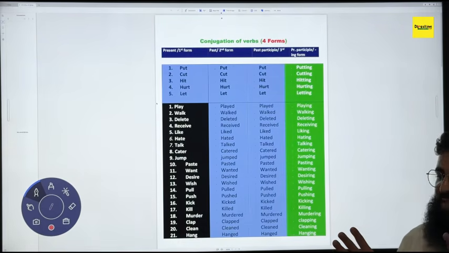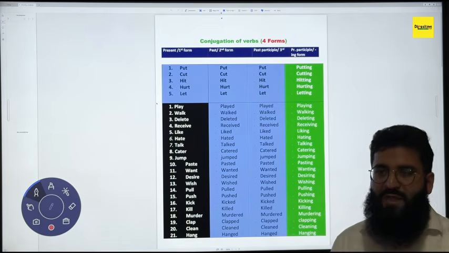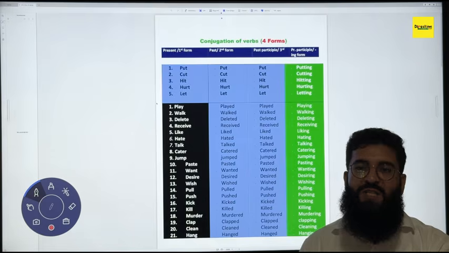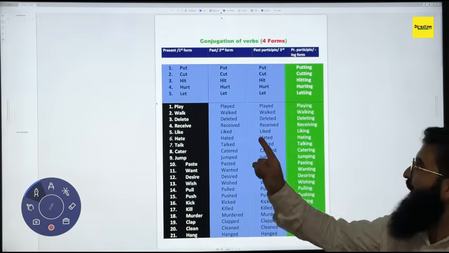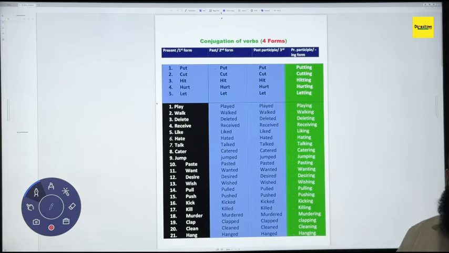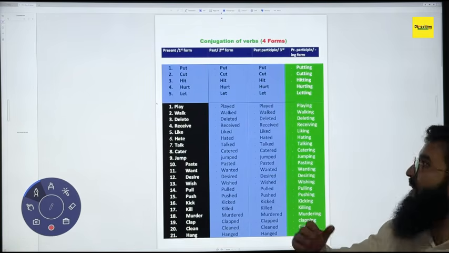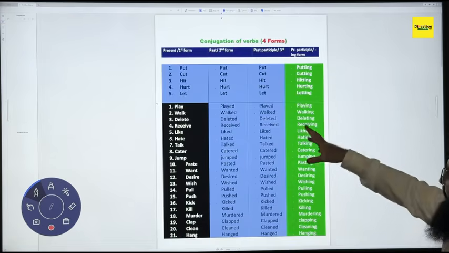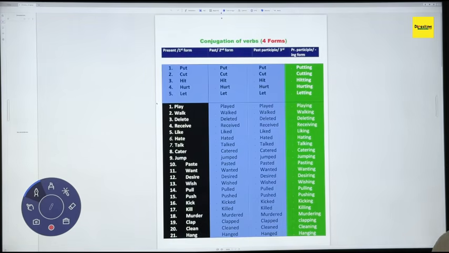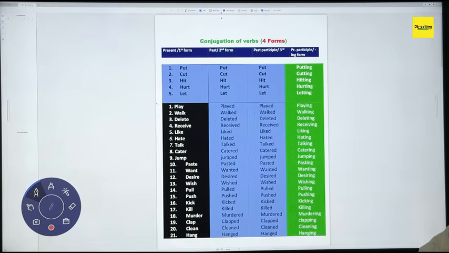So to make it simple, we say a verb is that word which has 4 forms, which is conjugated. Conjugated here means 4 forms. It means different forms of a verb. That's called conjugation. I have enlisted here 100 verbs with their 4 forms. So you have to go through it.